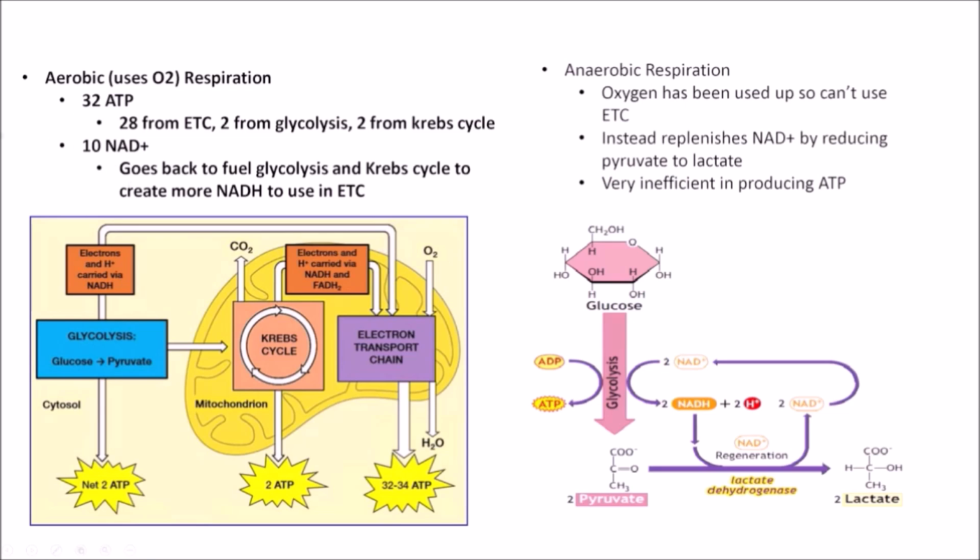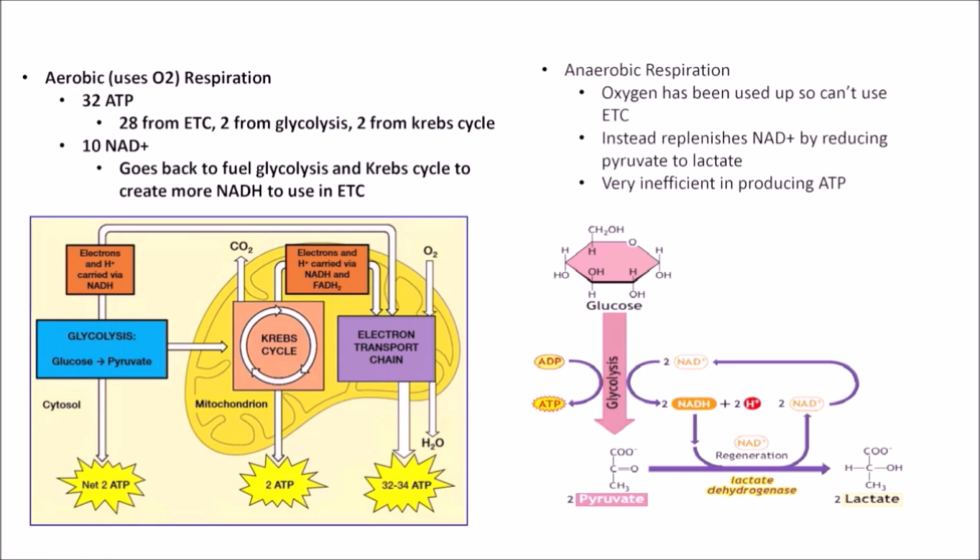So in summary, aerobic respiration overall produces 32 ATP: 28 from the electron transport chain, 2 from glycolysis, 2 from the Krebs cycle. And then all of the 10 NAD plus goes back to fuel the glycolysis and the Krebs cycle so that you can continuously make more and more ATP.